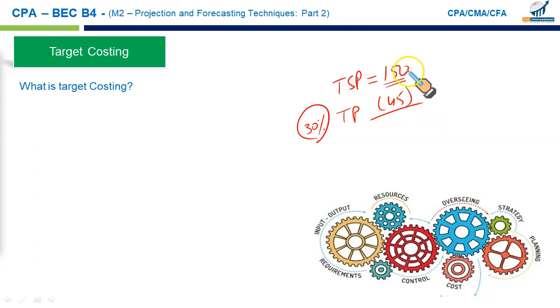If I want to sell the item at 150 and my desired profit is 45, then I must ensure that I make it at 105. That is the target cost. So target costing is a technique we use to establish the product cost to ensure both profitability and a certain sales volume and sales revenue.